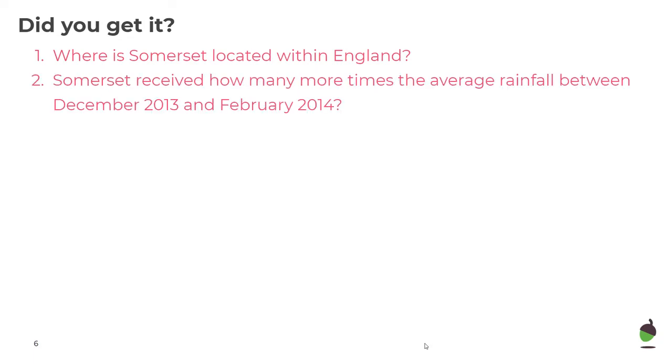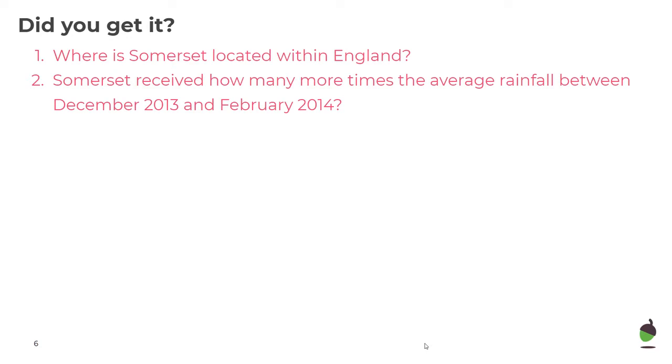So we're now ready to mark our work. So please make sure that you've got a different coloured pen so that you're able to do this. If you've got the answer correct, please give yourself a big tick. And if you need to make any corrections, that's absolutely fine. So the answer that you had for question 1 was Southwest England. The question was, where is Somerset located within England? The answer you had for question 2 was 3 times more. And the question is, Somerset received how many more times the average rainfall between December 2013 and February 2014?